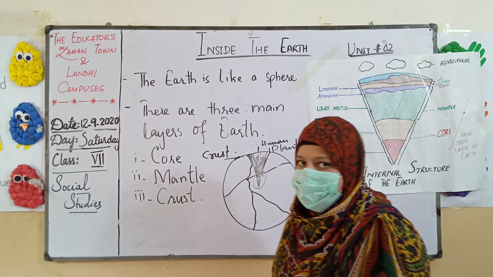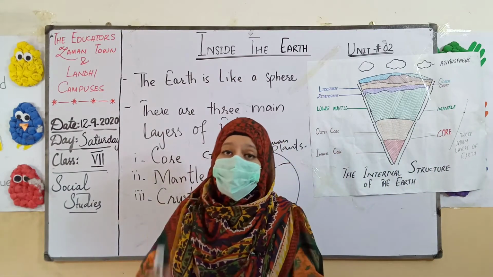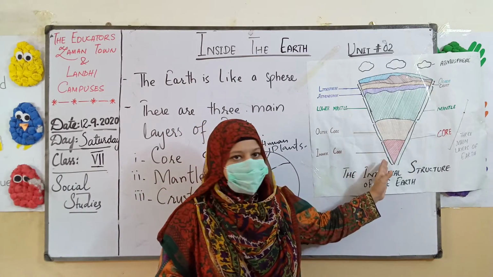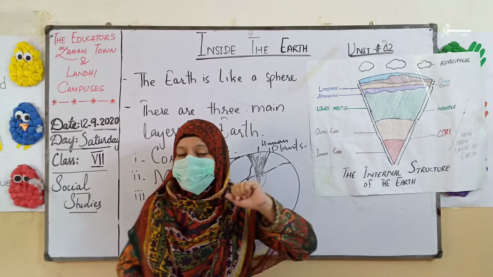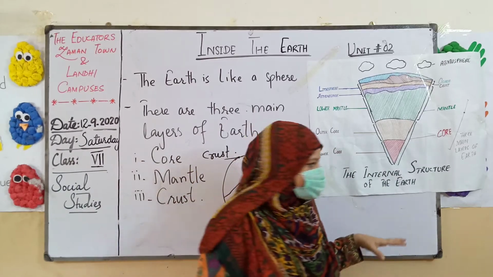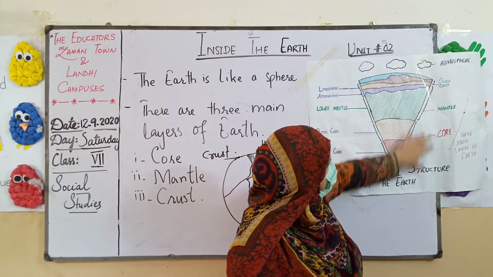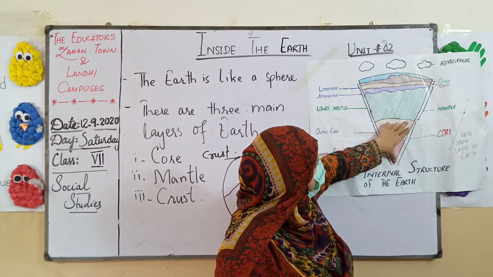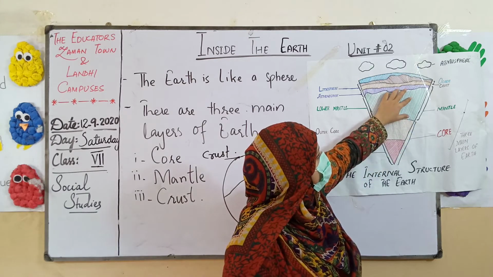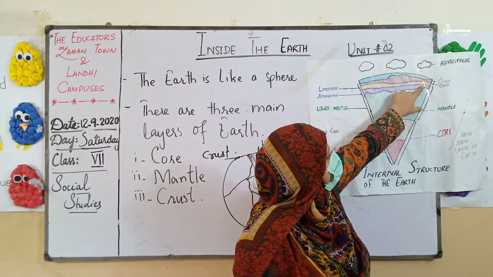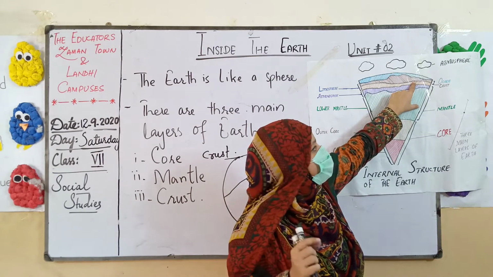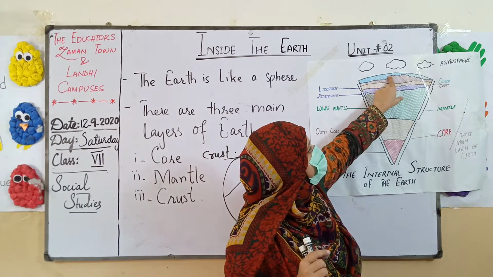For your convenience, you may open your book to page number 14 and you will see the image like this. Now we are going to discuss the 3 main layers of the earth. You may see that this part is known as the core, this one is the mantle, the middle one, and the topmost or the thinnest is the crust. Above the crust there is ocean.